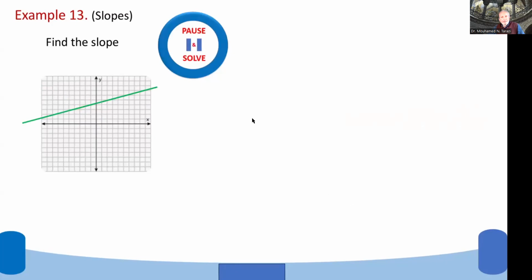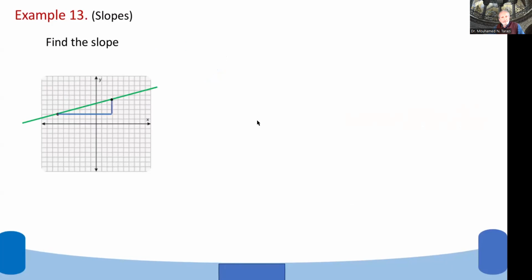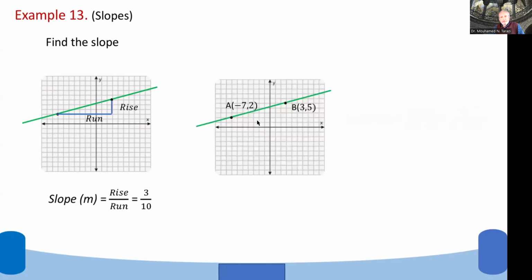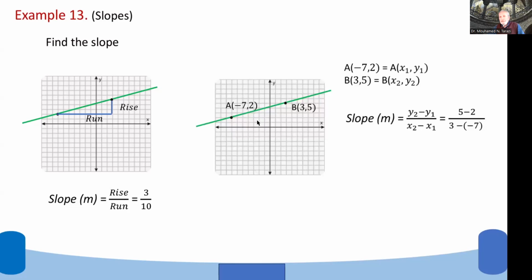On your own now, again, pause and solve. Find the slope. I know it's positive before I do any calculation. Pick up 2 points. I picked up these 2 points here. Rise is 3, run is 10, 3 over 10. If you want to use the coordinate formula, it's fine, you can do that easily, and you find the answer to be the same, 3 over 10.